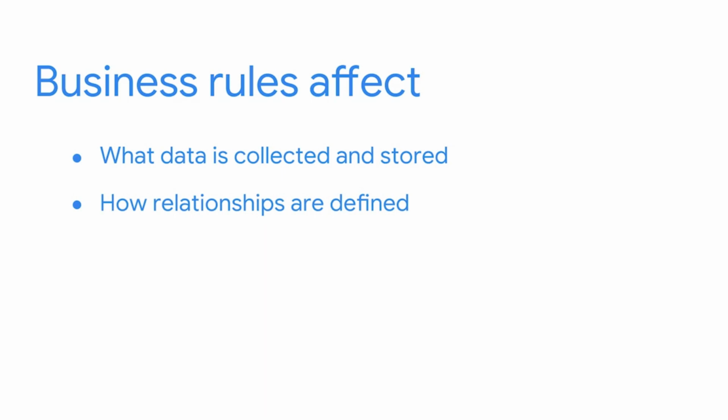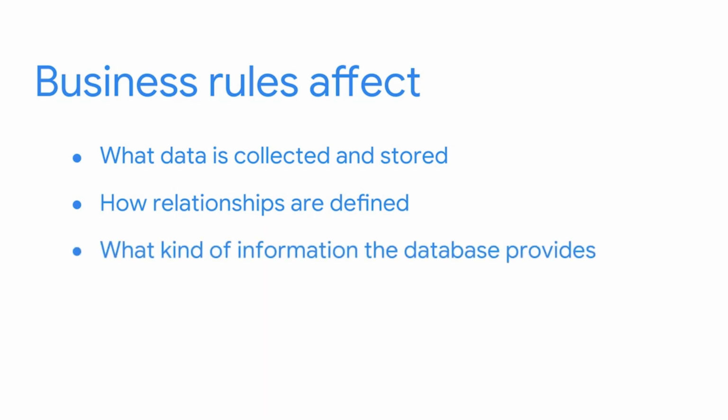In a previous video, we discovered how important it can be to observe how a business uses data before building a database system or ETL process. Understanding the actual needs guides the design, and this is true for business rules too. The business rules you create will affect a lot of a database's design: what data is collected and stored, how relationships are defined, what kind of information the database provides, and the security of the data. This helps ensure the database is performing as intended.